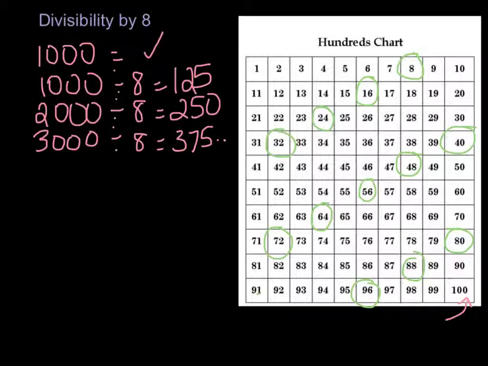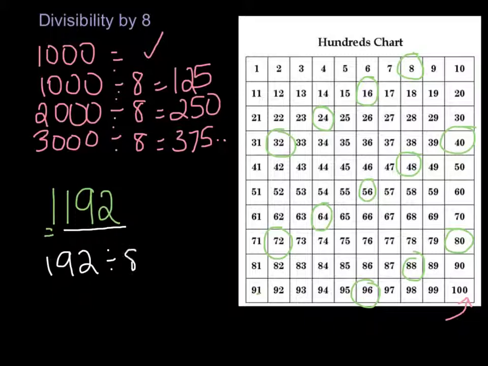Let's do an example. So if I have the number 1,192, I know that the multiples of 1,000 are divisible by 8 already. So I'm not really concerned with that number in the 1,000 spot because I know it's divisible by 8. So I'm concerned with these last 3 numbers, 192. And I have to say, okay, is 192 divisible by 8? So there might be a little bit of math involved. So is 192 divisible by 8?